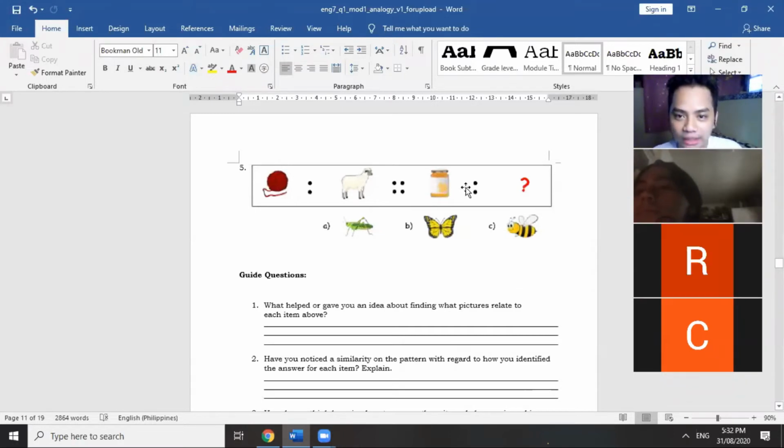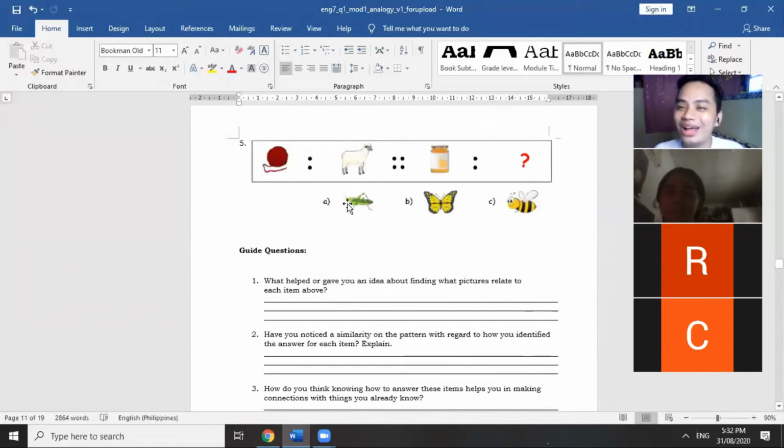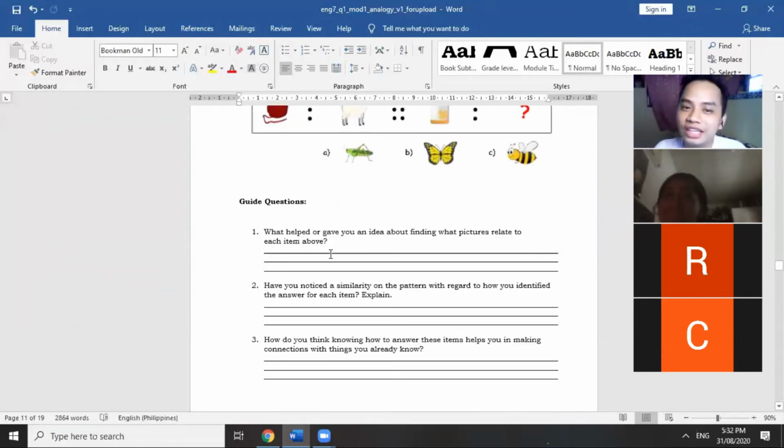What do you think is the one inside the bottle? Honey. We get it from the honeybee, not from the butterfly, not from the caterpillar, not from the grasshopper. So these are the guide questions.